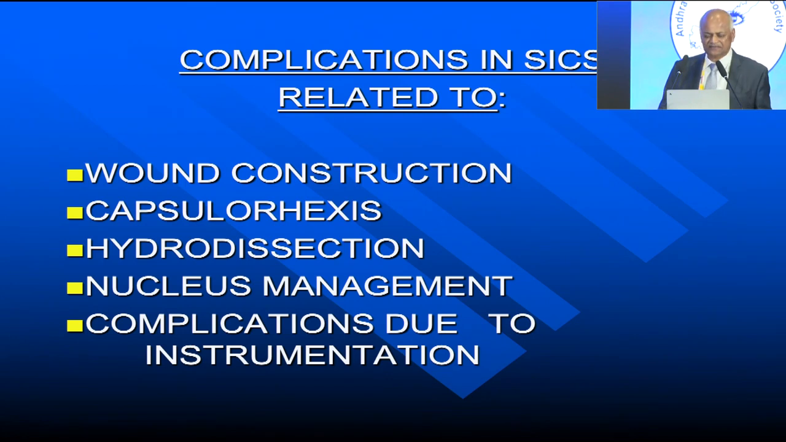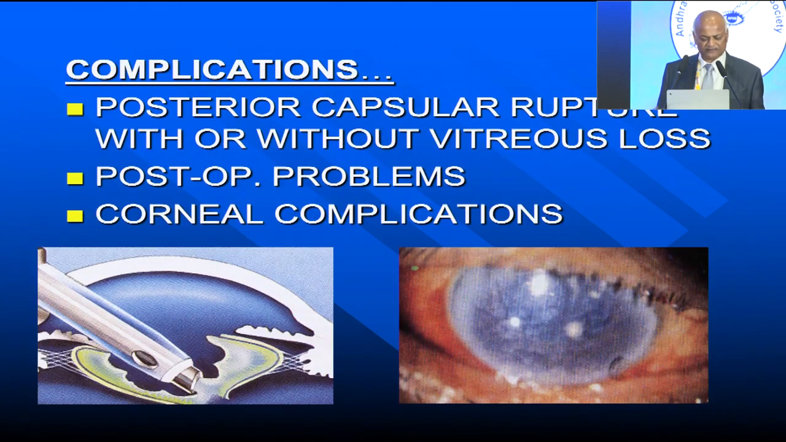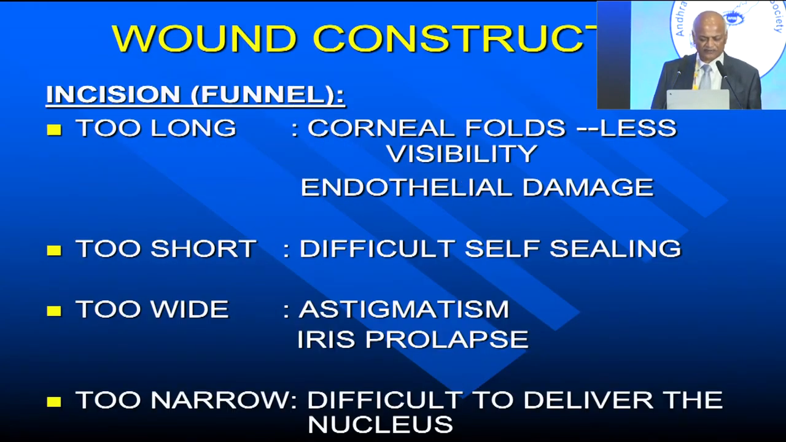That may be in the wound construction, that may be in the rhexis, whenever you are doing rhexis, hydrodissection. Then the nucleus management, then the complications due to the instrumentation. So it means everything can lead to complications. You can see the posterior capsular rupture with or without the vitreous loss, or you can say the post-operative problems, you can see the corneal complications also. Corneal complications can happen, and how this happens.